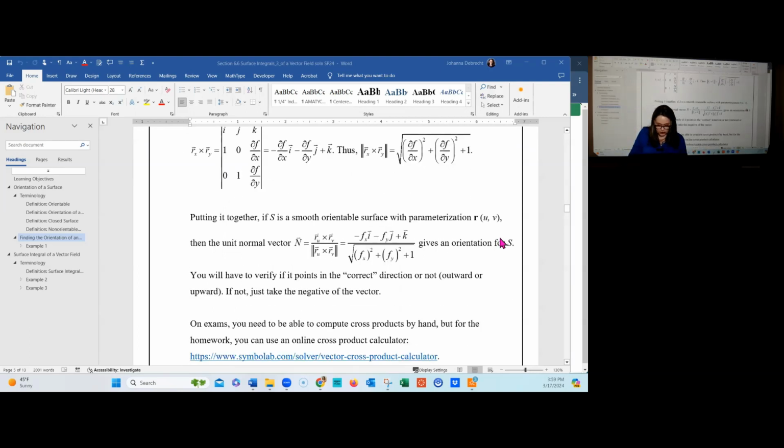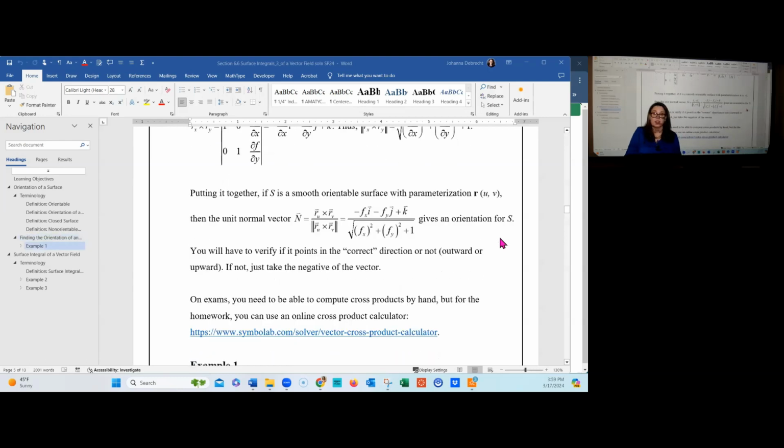Now, you will have to verify after you've found a normal vector that it does in fact point either generally upward if it's a non-closed surface, or out of the closed surface if it is a closed surface. Now, what if it's not? Well, there are two options. For one, you know that the cross product will change signs if you change the order. So instead of r sub u cross r sub v, you could compute r sub v cross r sub u. However, if you've already done the work, to get the opposite normal vector, just multiply through by a -1. That will give you the vector that you want.